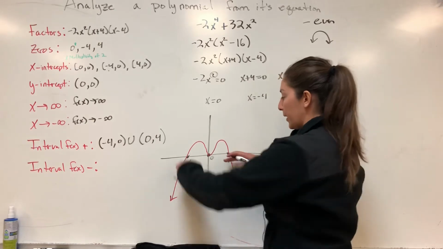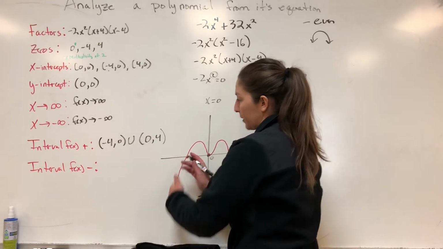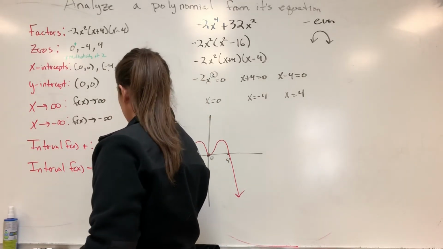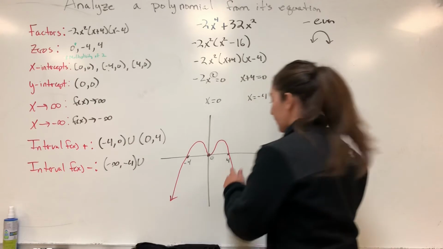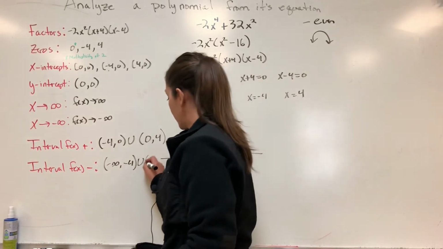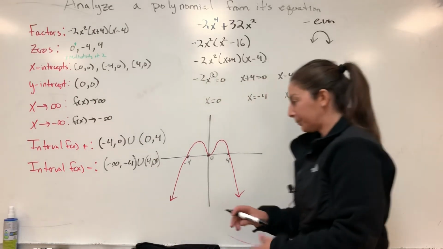So the interval where negative is all of this guy. So we're negative from -infinity up until here. So we're from -infinity up until, what is that, -4? Union, where are we negative again? From here on. So that's from 4 on to infinity. Hopefully you can read that.